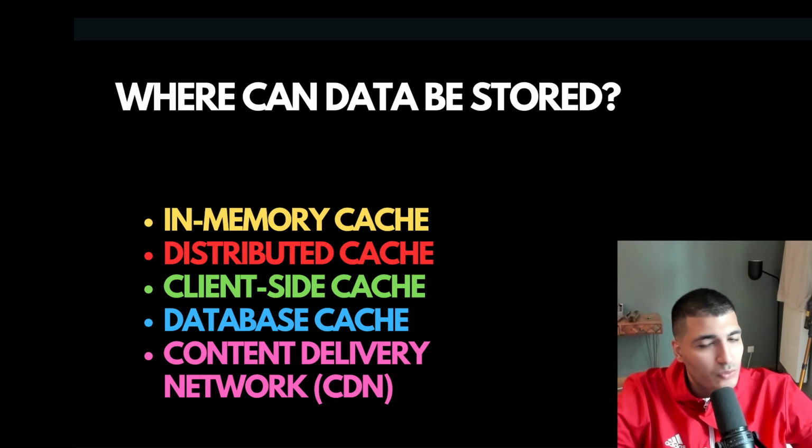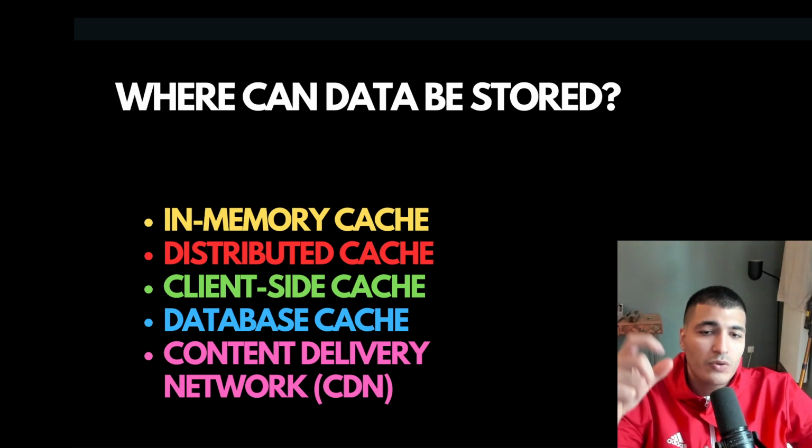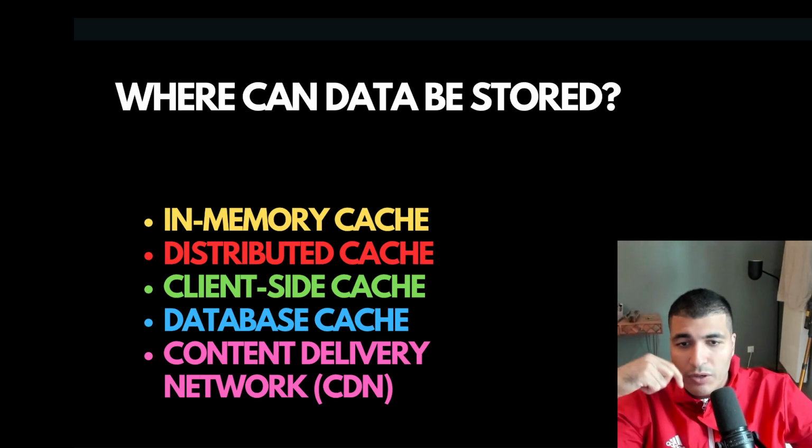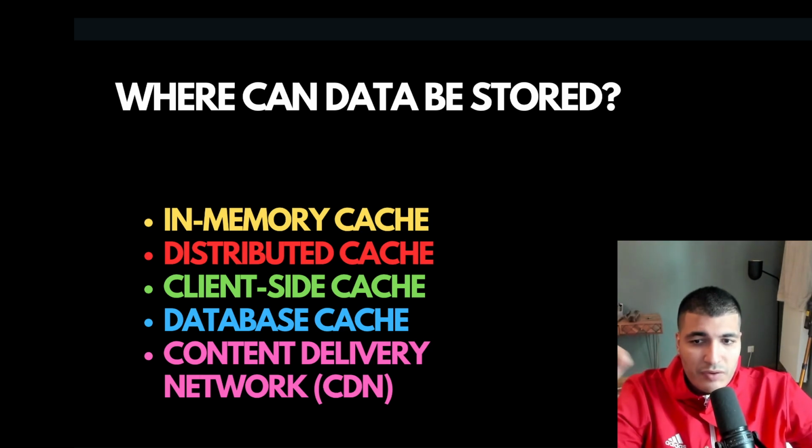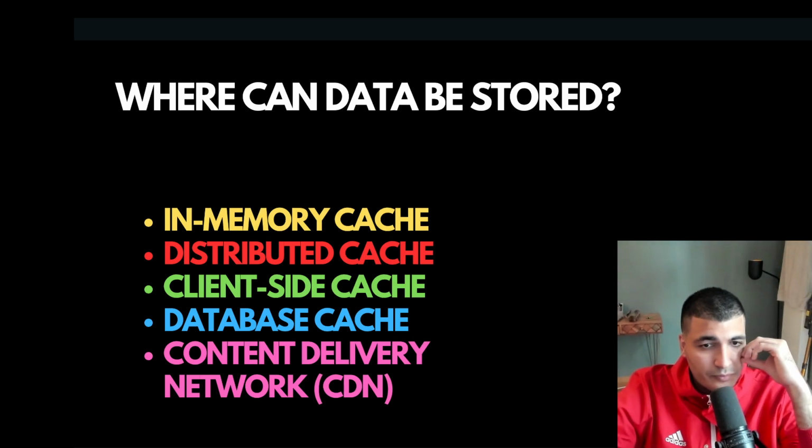Lastly, content delivery network. A CDN is a geographically distributed network of proxy servers. CDNs are used to store copies of static content like images, videos, and web pages on servers located in different geographic locations around the world. This significantly reduces latency by serving content to users from a server that is physically closer to them.